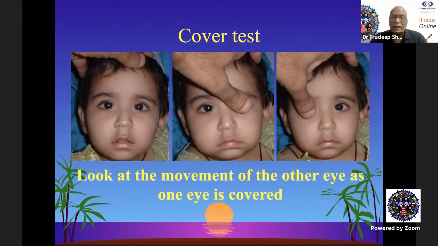So we come to the second part, how do we do simple tests to distinguish between the observations that we made. This is a cover test. If you have nothing else, just use your thumb, and the child is looking straight. You cover the eye, and wonder whether it is a true or a pseudo squint. If you cover one eye, the other eye doesn't move, and then you cover the other eye, both the eyes are looking straight. There is no deviation in this, and it was only a pseudo-esotropia.